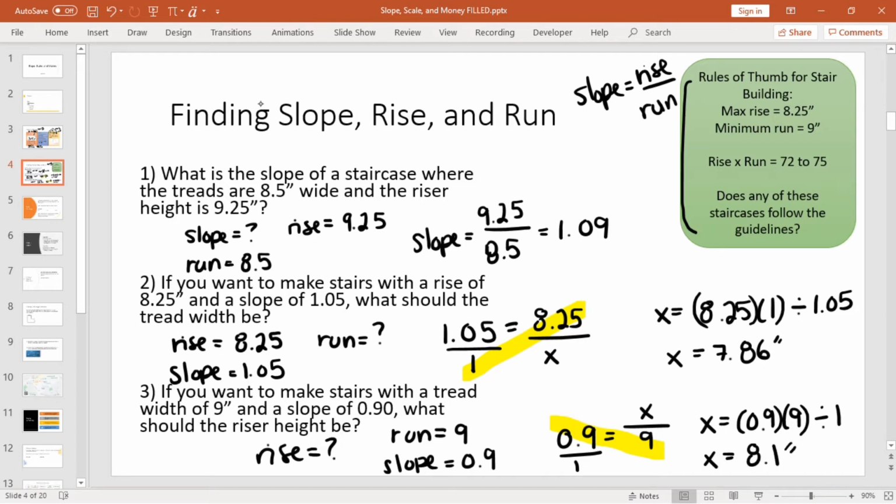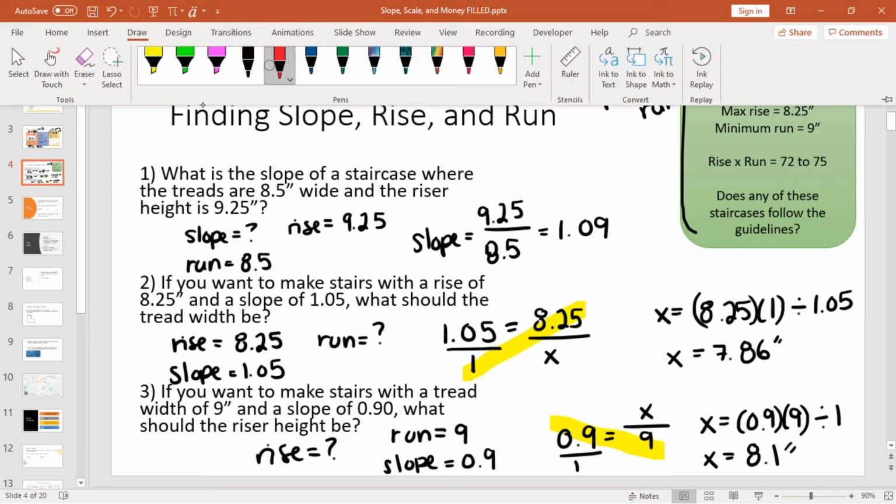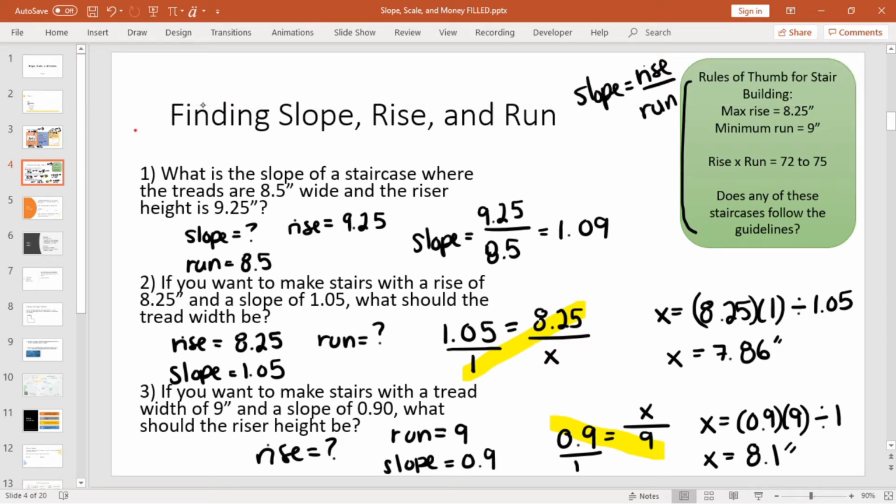Okay, and kind of a neat thing I saw when I was researching this is the rules of thumb for stair building. And I've got a lot of terrible stairs in my house, so this was interesting to me. So if you want to make stairs, you shouldn't exceed 8.25 inches high. You should be at least 9 inches across. And then there's this neat thing, if you multiply the two values together, you should get something in the range of 72 to 75. Okay, so let's see if anything follows these guidelines.